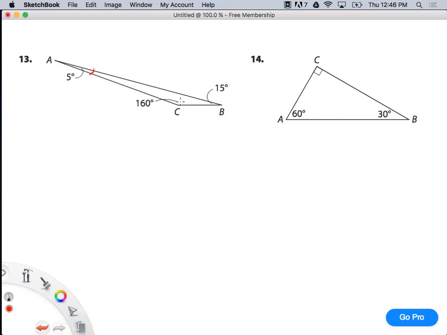This is clearly the smallest angle, so this is the smallest side, BC. A side always has two letters. This is the middle angle, 15, so that's the middle side, AC. And this is the largest angle, 160, so that's the largest side, AB. So now you guys can go ahead and do number 14.